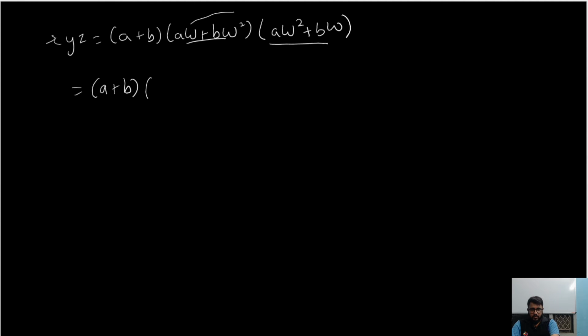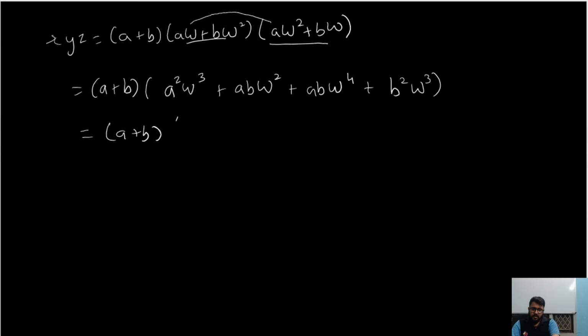So a omega into a omega square gives a squared omega cube. A omega into b omega gives you ab omega square. B omega squared into a omega squared gives you ab omega power 4. And finally you have b squared omega cube. Alright, we'll just try to simplify before we multiply again. Omega cube is 1, so this becomes a square. And here you have just ab into omega square.